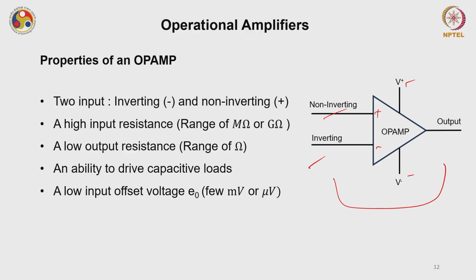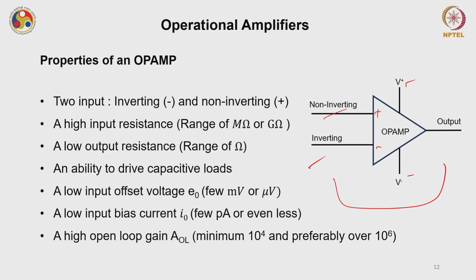Mostly it is of the order of a microvolt, okay. And the input bias current is also very low, of the order of say picoamp or sometimes even less than that, okay. The open loop gain of this amplifier is also very high, okay. So usually you can expect a minimum of 10 to the power 4 open loop gain for these devices, and it can even be more than 10 to the power 6, okay.